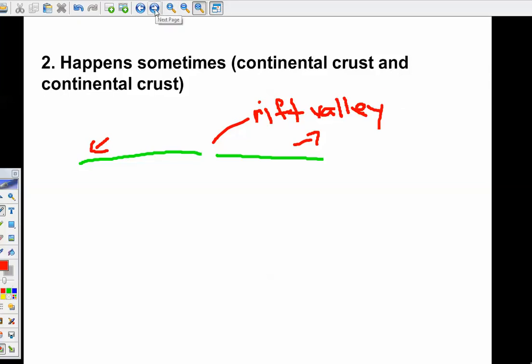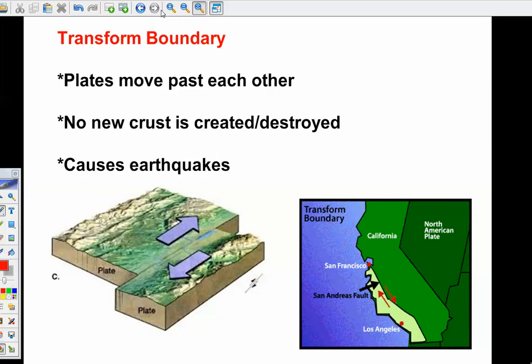Okay, so let's talk about our last type of plate boundary, and that is a transform boundary. At a transform boundary, the plates are just moving past each other. So there's no new crust being formed or subducted, being destroyed. But what happens a lot of times at transform boundaries is there's a lot of friction, which ends up causing earthquakes. So you can see here how the plates are slipping past each other. This is taking place in California at the San Andreas Fault, where these plates are slipping past each other. That's why earthquakes are so common there.